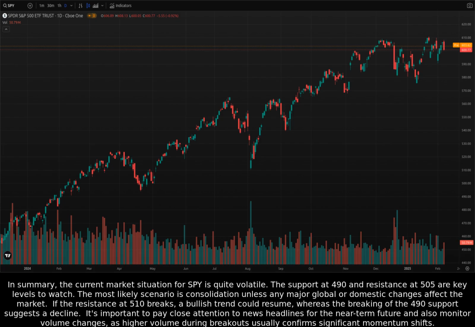If the resistance at 510 breaks, a bullish trend could resume, whereas the breaking of the 490 support suggests a decline. It's important to pay close attention to news headlines for the near-term future and also monitor volume changes, as higher volume during breakouts usually confirms significant momentum shifts.